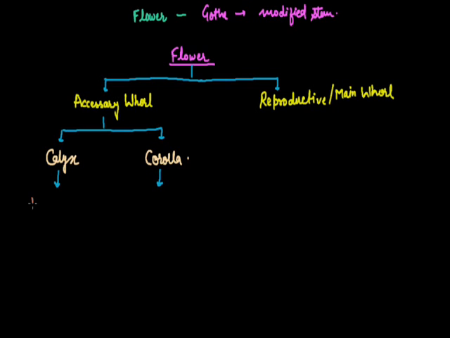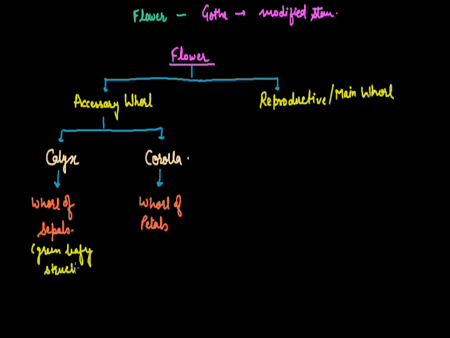Calyx is the whorl of sepals. Sepals are green leafy structures that work as protective structures, while corolla is the whorl of petals. Sepals are green leafy structures, while petals are colored leafy structures. The main function of sepals and petals is protection. So this accessory whorl is also known as the protective whorl.